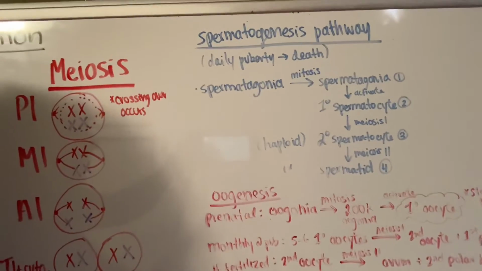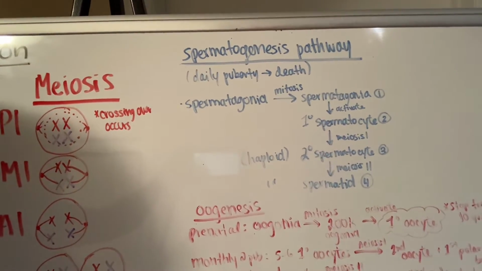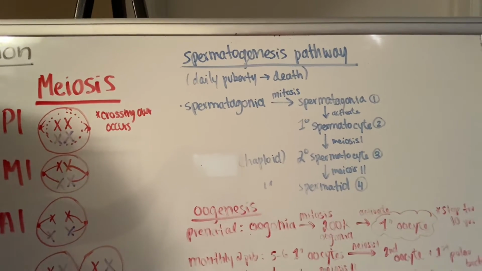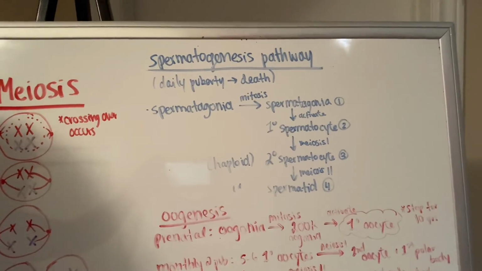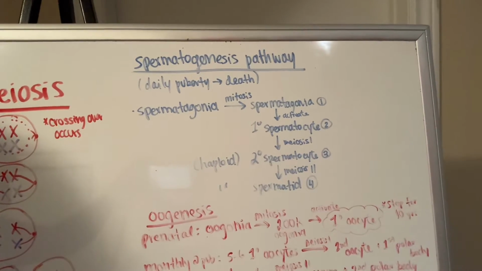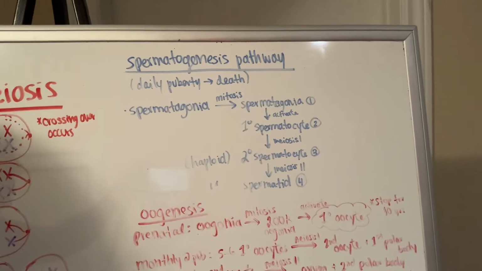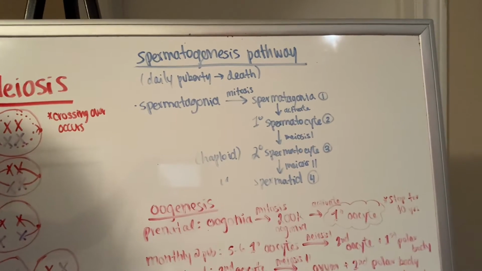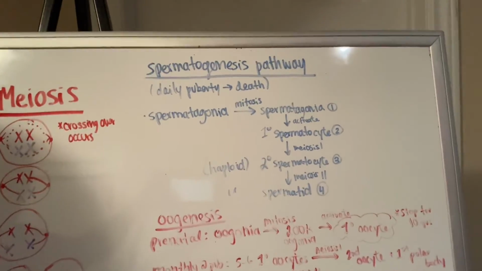Okay, so this part right here, we have spermatogonia go through mitosis, so it's replicating. Then that turns into more spermatogonia, okay? So then when it's activated, it turns into a primary spermatocyte. That primary spermatocyte will go through meiosis 1, and now it becomes haploid. That means it has 1 copy, right?